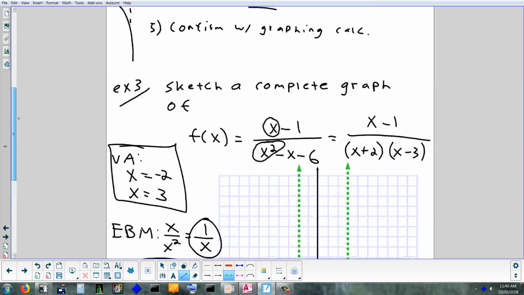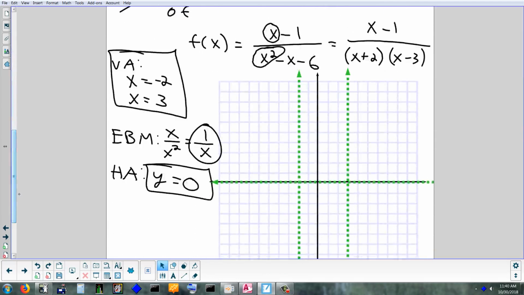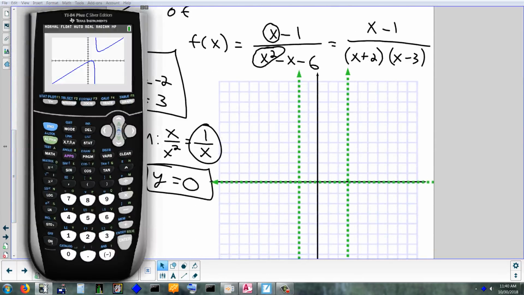All right, so I've got those. So we did steps 2, 3. Let's check a value near the asymptotes. Now, I could do that by hand. Like if I wanted to plug in a value near 3, I could plug 2.99 in for x and do it all out. But it's a lot easier to use the table. It's just faster. So I'm not using the calculator for the graph yet. I'm just using it to look at the table.